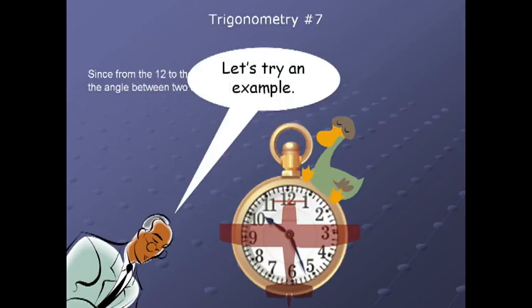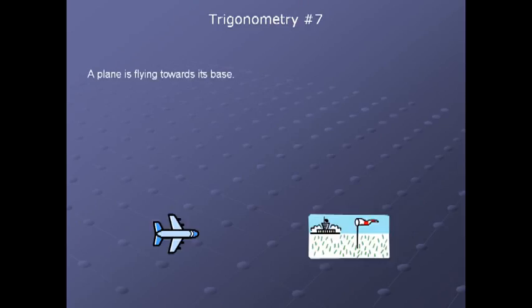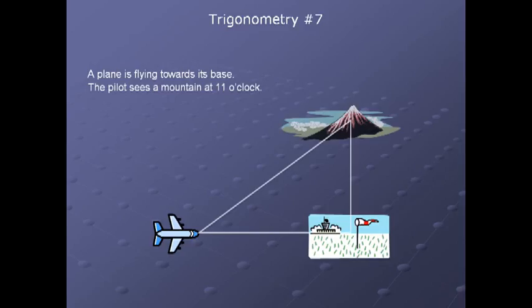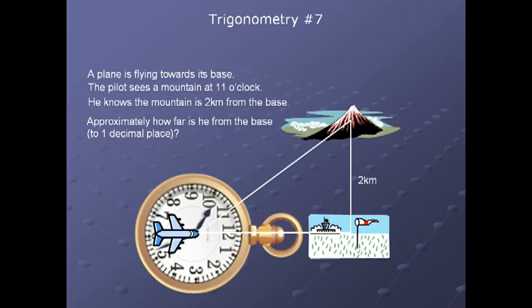Let's try an example. A plane is flying towards its base. The pilot sees a mountain at 11 o'clock. He knows the mountain is 2 kilometers from the base. Approximately how far is he from the base to one decimal place?